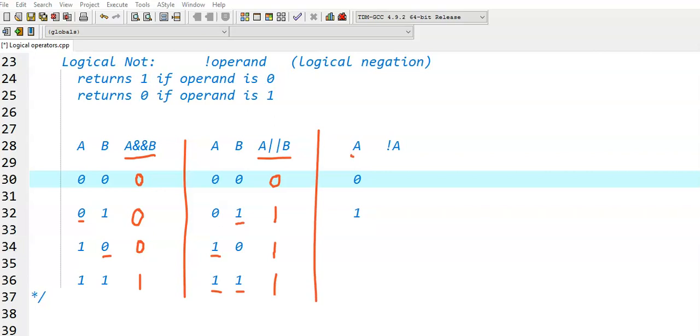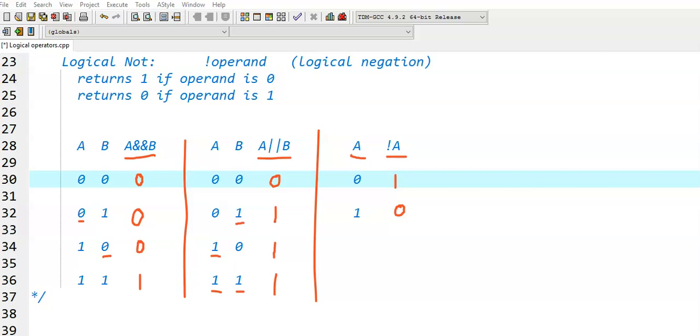Now coming to logical NOT, it negates the given value. That means if we give 0 value, that is false value, it gives true value, and if we give true value, it gives false value. So in this fashion, logical operators work. Out of these logical operators, logical NOT is the unary operator, and the remaining two logical operators are binary operators.